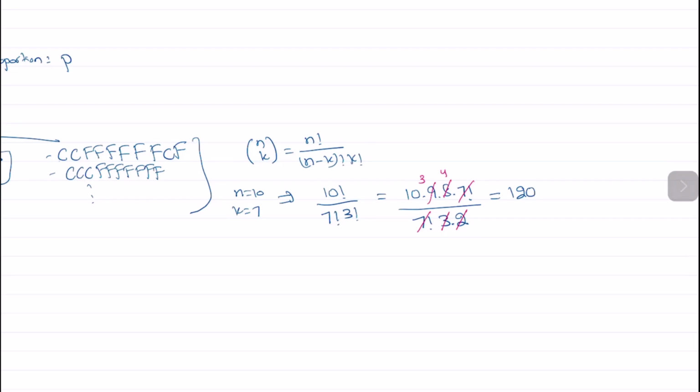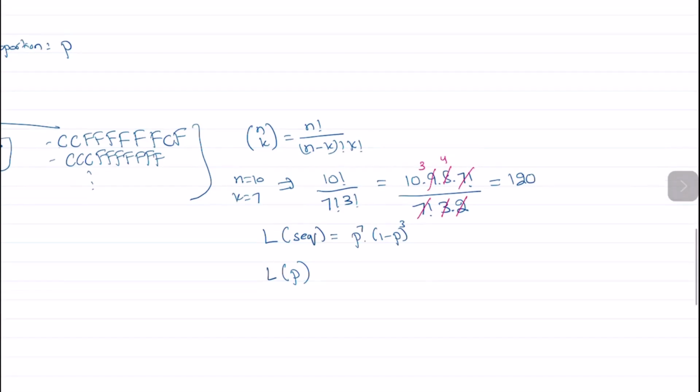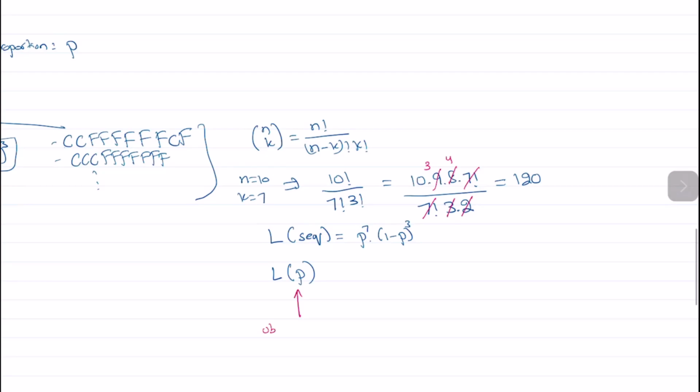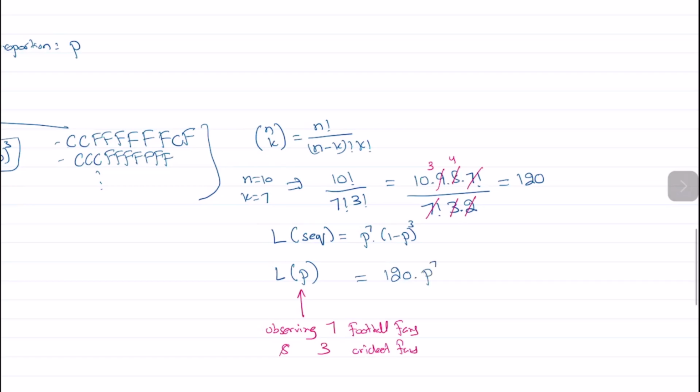So the likelihood function: the probability of a particular sequence that we had is p^7 multiplied by (1 minus p)^3, okay? And the number of ways of observing 7 football fans and 3 cricket fans is 120. So there are 120 possible ways, and this would be a simple summation of all of those individual sequences. So L(p) equals 120 times p^7 multiplied by (1 minus p)^3. This is the likelihood function that we get.